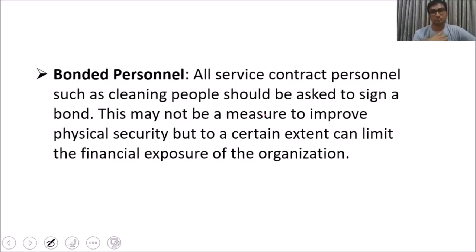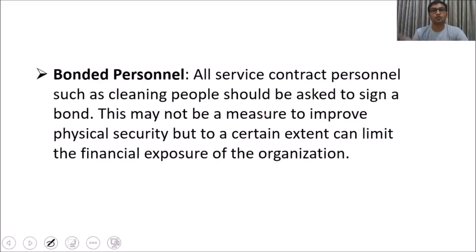So bonded personnel means whenever we outsource some services to other organizations, we will make an exclusive contract with the outsourcing organizations. Listen to it very carefully. With outsourcing organizations, if your employee leaks our information, then you will be responsible for compensation. That is what is called bonded personnel. A contract will be signed with the company that if your employee steals any information from our company and gives it to our competitors, then you will be responsible.